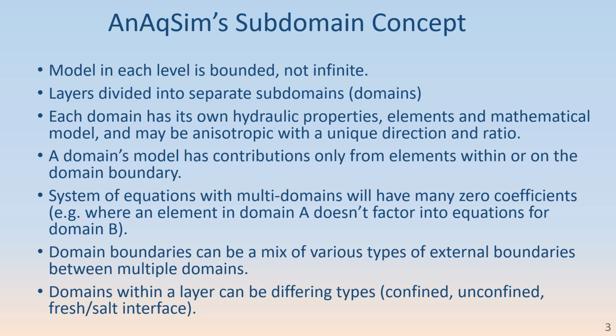The domain boundaries in Anaqsim can be a variety of different types of external boundaries, either head specified or head dependent flux, or interdomain between two domains. So they can be external boundaries or within the internal part of a model. And within a layer in Anaqsim, the domains you have can be varied. In one part of the layer, it might be confined. In another part, it might be unconfined. And in a third area, it might be a fresh salt interface area.